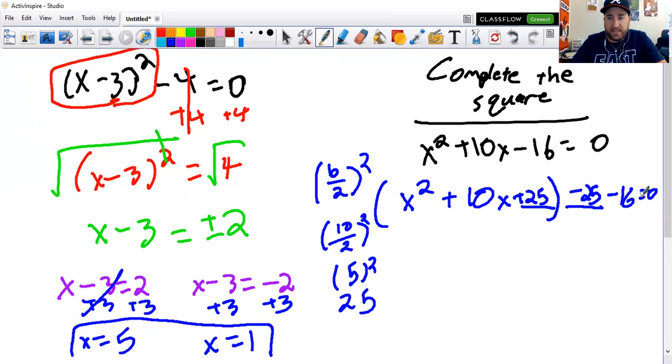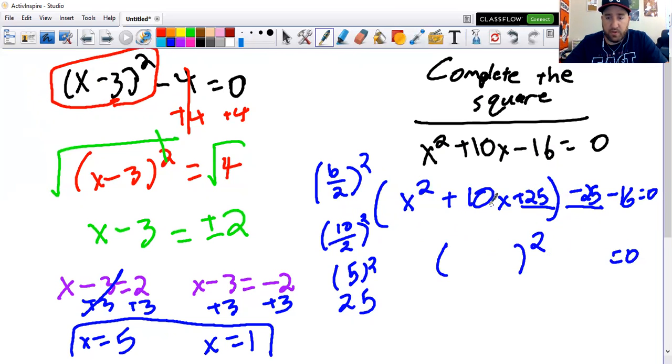Since these are both on the same side of the equal sign, 25 minus 25 is 0. So I'm not adding any actual value to this side. Again, you can just cancel this out and get back to x squared plus 10x minus 16. I just put it into parentheses for the sake of grouping, but I added a positive and negative 25. So again, it's a net cancel out, no effect. But now we have this where we're trying to get our perfect square.